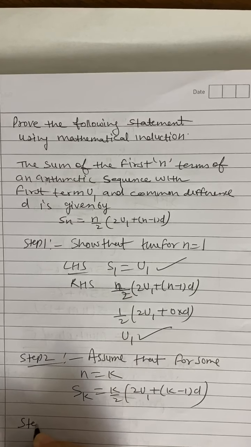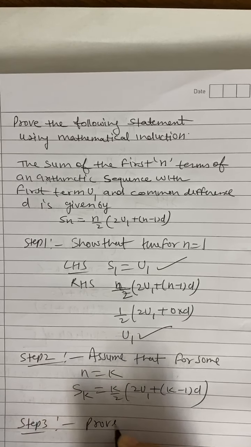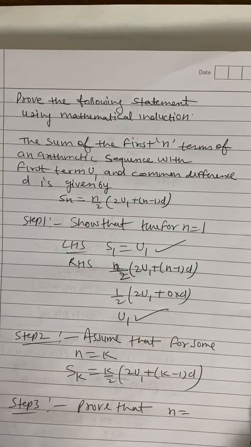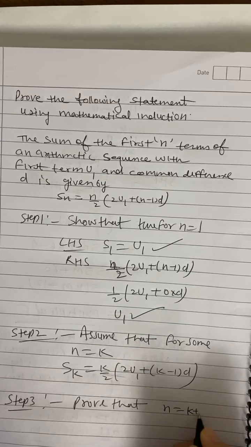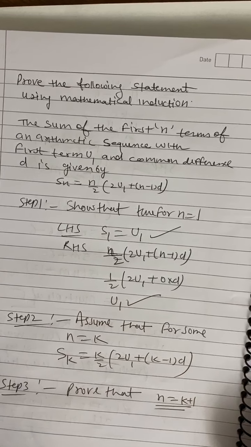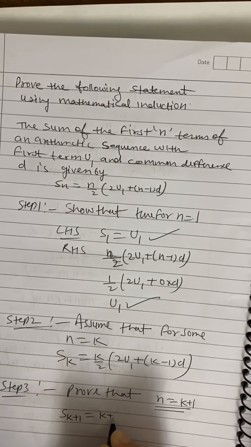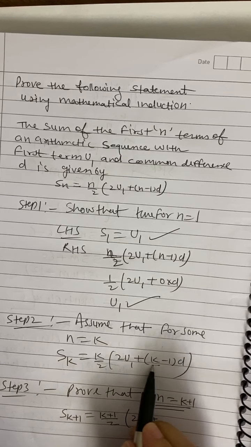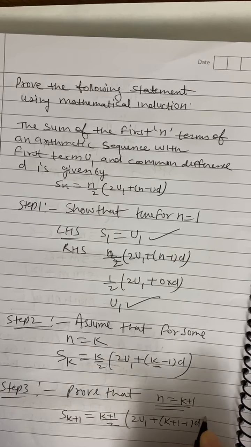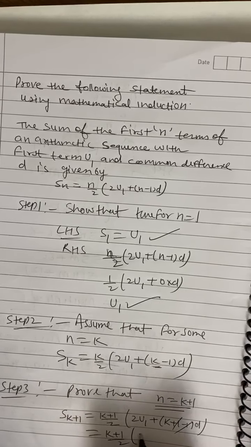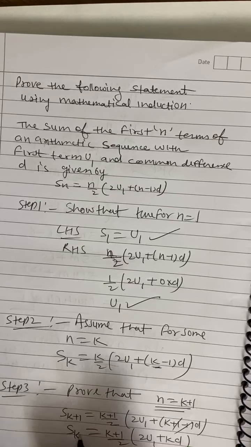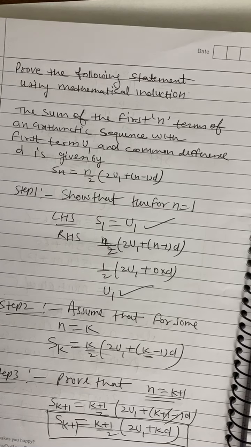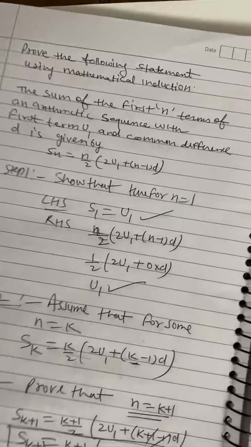Now step number 3, we need to prove that the given statement is true for n is equal to k plus 1. Make sure that you write it down. We need to state what we have to prove: S(k+1) is equal to (k plus 1) over 2 times (2u1 plus kd). You replace n by k plus 1, and when you replace k by k plus 1, the 1 and 1 cancel. So this is what you have to prove. Always write down what you have to prove.